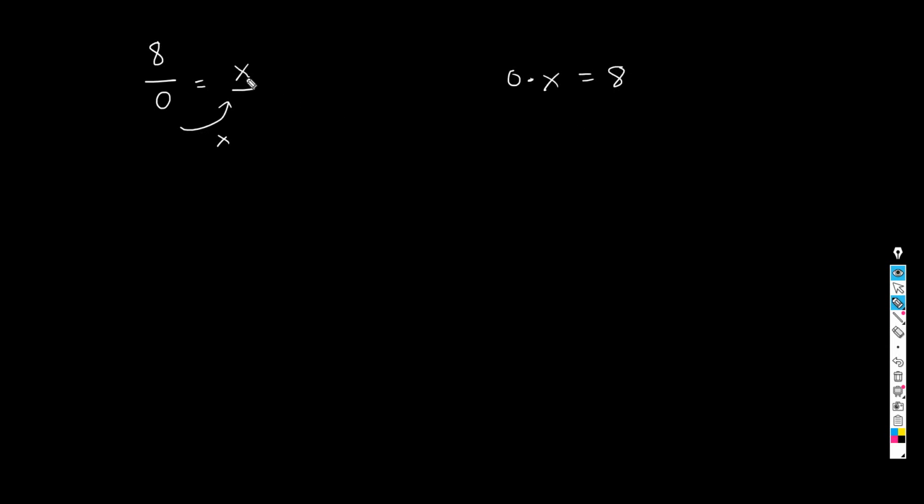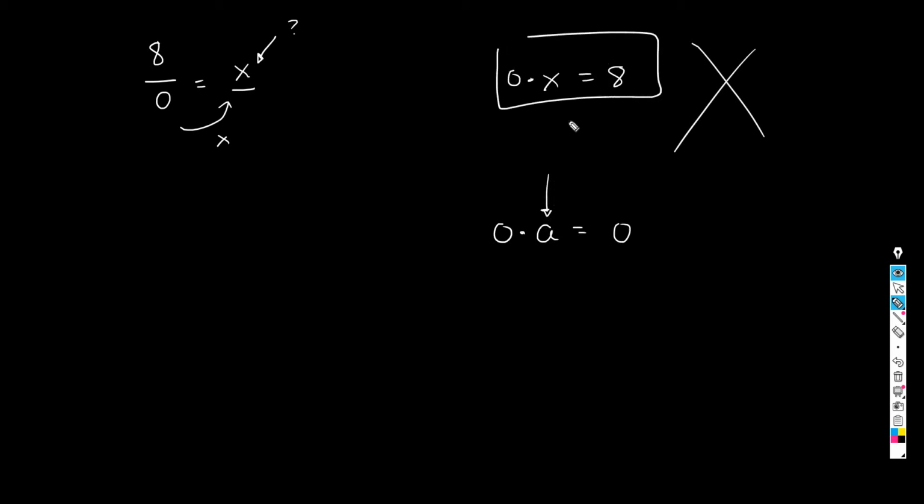So what number could this possibly be, this x? 0 times x equals 8. Can I come up with any number? Can I put any number here? Is there any possibility such that 0 times this number should produce 8? Clearly that's impossible, right? Because 0 times whatever number, I don't care what number you put here, that's always going to be 0. So it's impossible to solve this problem, guys.